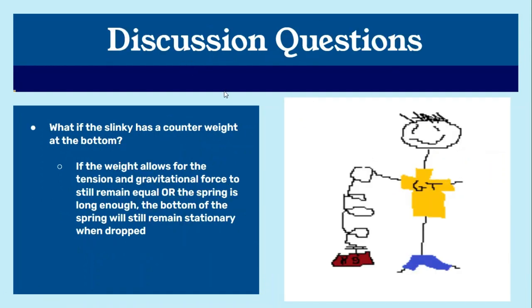And then for discussion questions, we decided to ask what if the slinky has a counterweight at the bottom, like right here. We concluded that if the weight allows the tension and gravitational force to still remain equal, or the spring is long enough, the bottom of the spring will still remain stationary even after it is dropped.